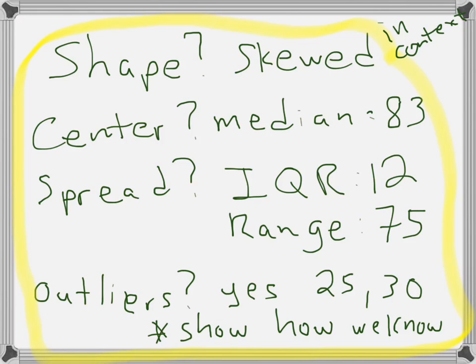When you're saying it in context, we're going to say the center is at 83%. The spread is 12% on the test scores. The range is 75%, and these are specific outliers. And that's how you would represent it in context.